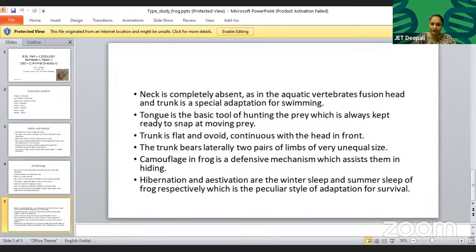They can change color to hide themselves from the enemies, which means camouflage. This protective coloration is called mimicry. What is mimicry? Copying something. Whenever you are talking about mimicry, the image that comes into your mind is that he can copy the voice of Akshay Kumar, he can copy the voice of Amrish Puri.